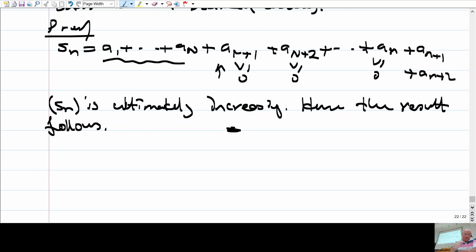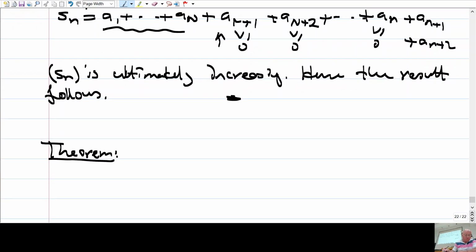Okay, there is this theorem also, which is important in practice.